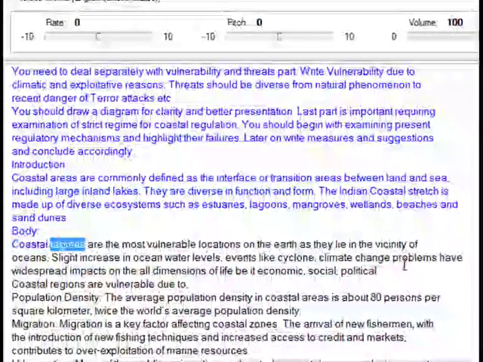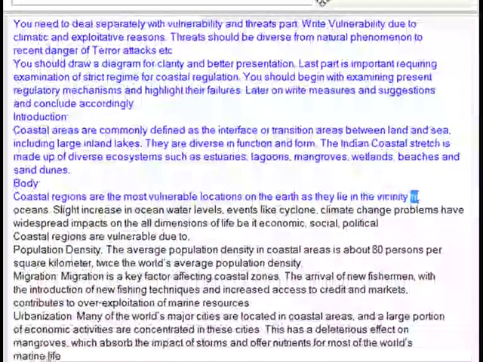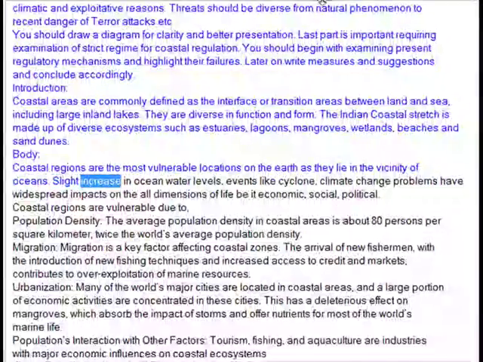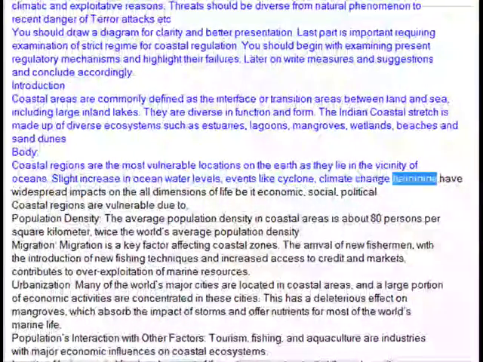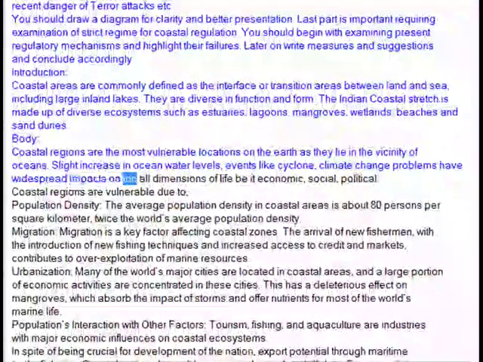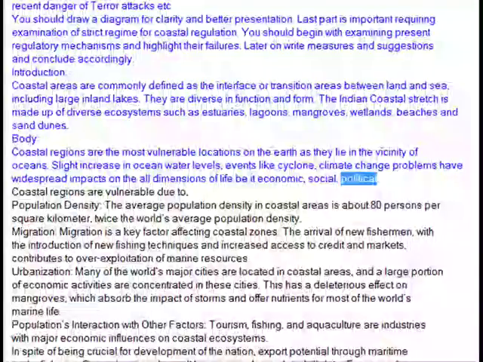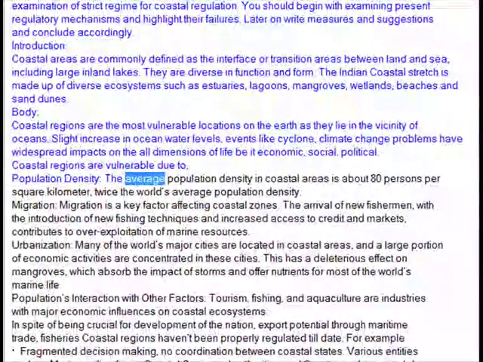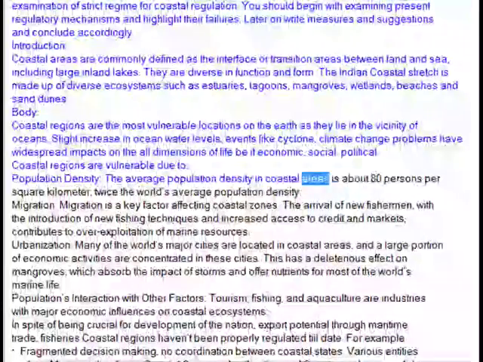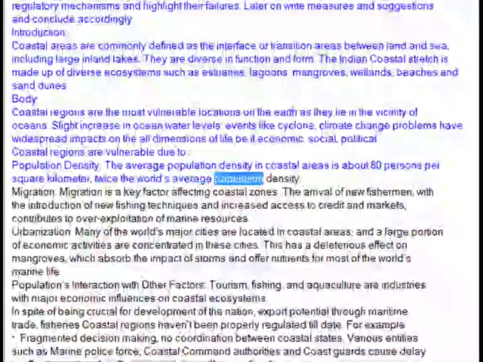Body. Coastal regions are the most vulnerable locations on the earth as they lie in the vicinity of oceans. Slight increase in ocean water levels, events like cyclone, climate change problems have widespread impacts on all dimensions of life, be it economic, social, political. Coastal regions are vulnerable due to population density. The average population density in coastal areas is about 80 persons per square kilometer, twice the world's average population density.